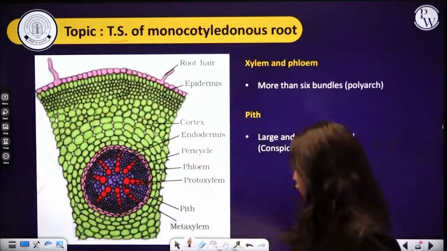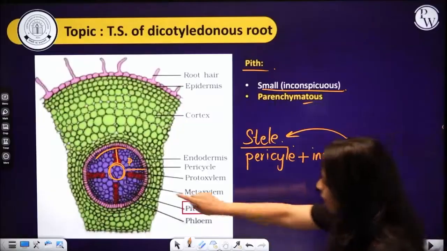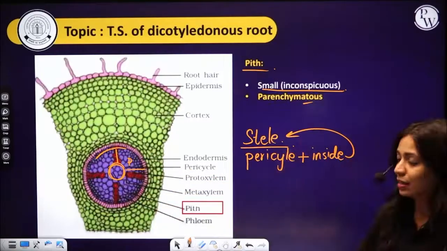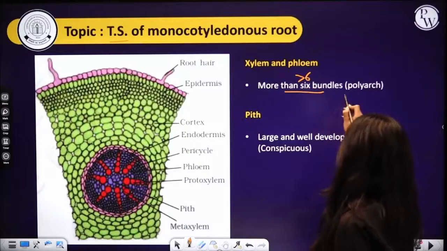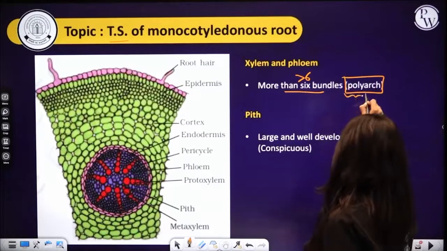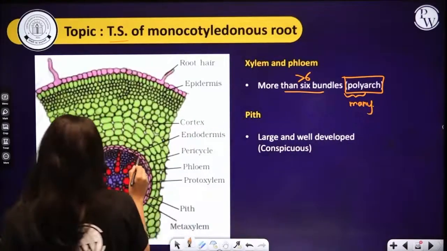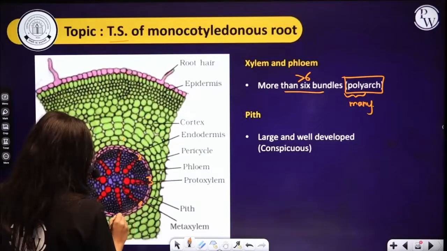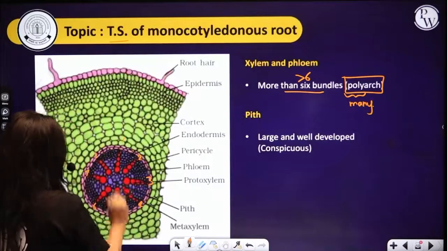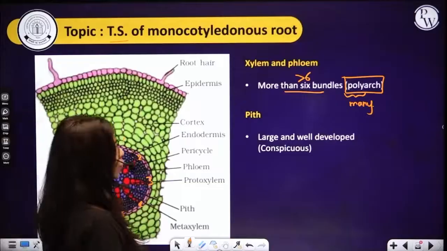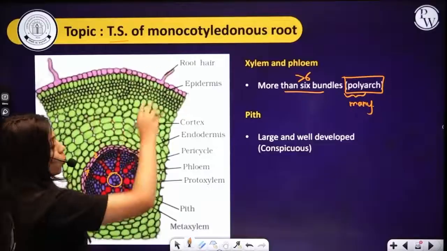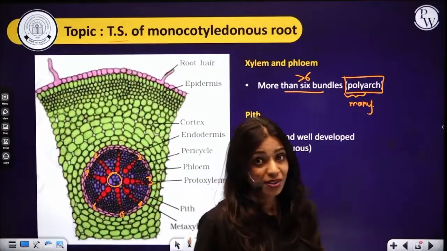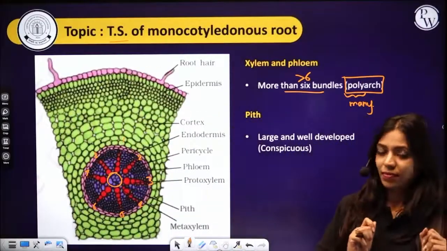Okay. So as you can see, previously we had up to a maximum of 4 xylem and phloem patches. Here you have greater than 6. Okay, so it's called polyarch. Poly means many. Since you have many vascular bundles, it's called polyarch. Here you can see there is 1, 2, 3, 4, 5, 6, 7, 8. 8 patches of xylem and phloem. So this is one difference. The other difference is that the pith in monocot roots is more conspicuous than the pith in dicot root.